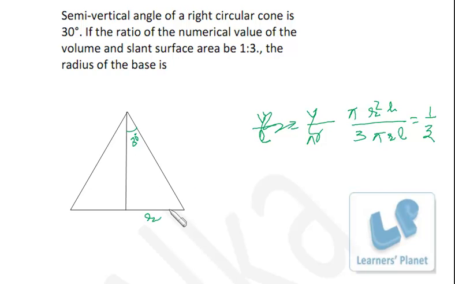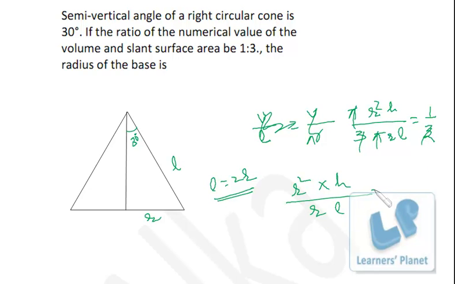So this is the radius of the base, this is the slant height, and the relationship between these two, if this is 30 degree, that is perpendicular and that is hypotenuse, will be given by sine theta. So r by L is equal to sine 30, that is 1/2. So L is equal to 2r. So I just put up the value over here. It is r square into h upon 3 r L is equal to 1. And we don't know h, so we have to calculate that also.